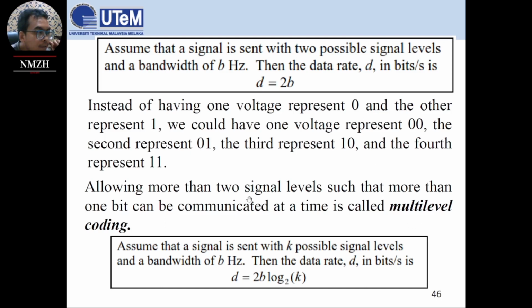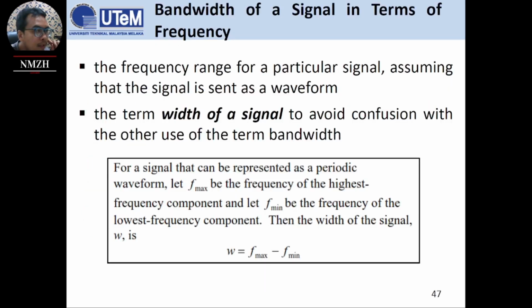If we allow more than 2 signals, so meaning we have 4 or 6 or 8, so multi-level, then D is different. So D equals 2B log 2 K. This K is basically, for example, 4 possible signals. So meaning 2B, 2 times 5,000, log 2 of 4. Okay, so that would be the data rate for that particular example.